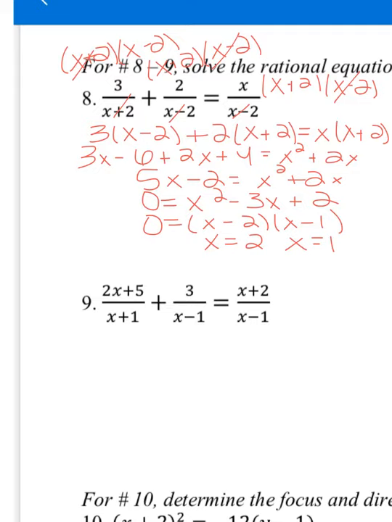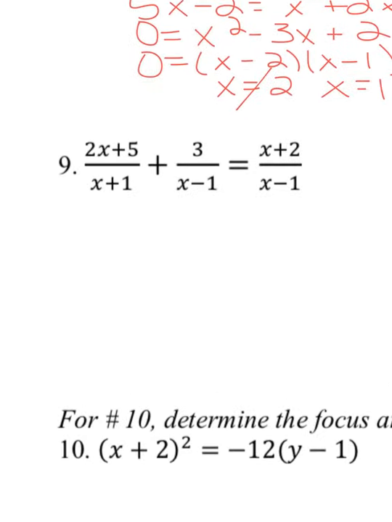But then you have to plug your answer choice in to the denominators and see if it cancels out. So when I plug 2 in to x minus 2, I get a 0, which means it's undefined, so x cannot be equal to 2. So my only answer for number 8 is x equals 1. You have to reject your answers if they don't work to get full credit for this.